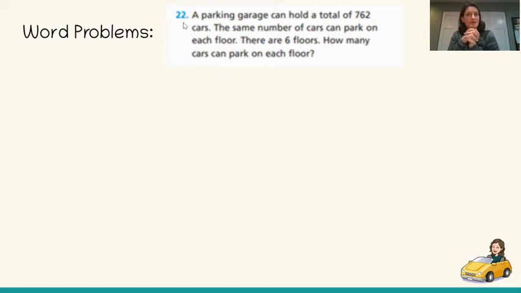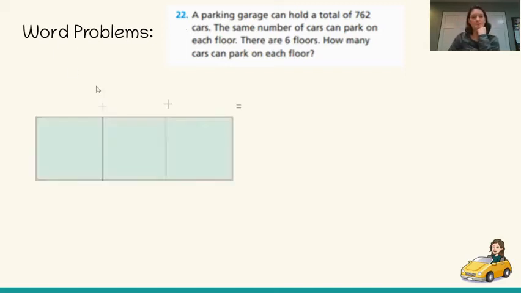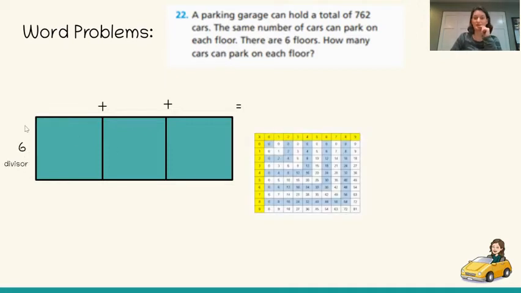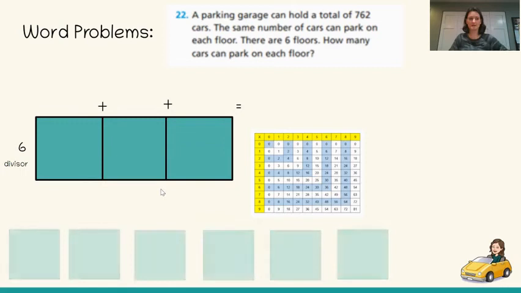Word problems are actually a really good way to do division because it helps us to picture what we're working with. So we've got 762 as our dividend, and we've got 6 floors. So we're spreading out all those cars on 6 floors, which is 6 groups. We're going to be using the 6 times table because we're dividing by 6. You might have that handy. The one I've got is really small on the screen.